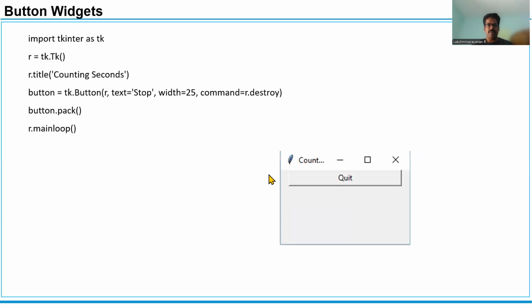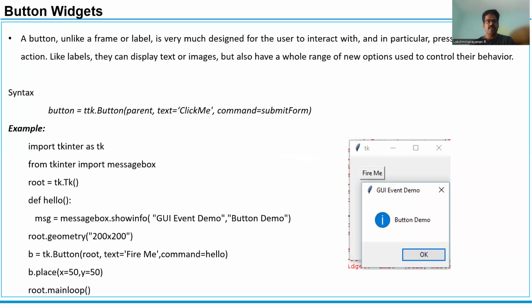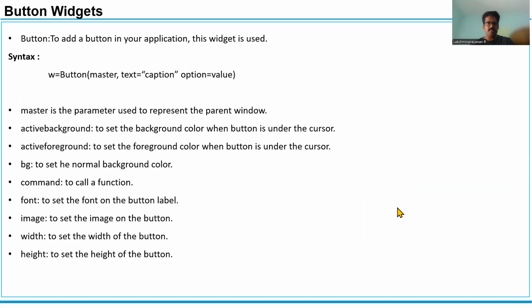Okay. And this is the button. See here, we have used one button called a quit button, like we saw previously with stop. When I select this quit button, it will destroy the whole window. And here is a button widget, click me, to show another message, like a command box. See here, this is the syntax. When I click this text, click me or fire me, it will open another window, a GUI demo with a demo button. And when I click hello, it will display like this.